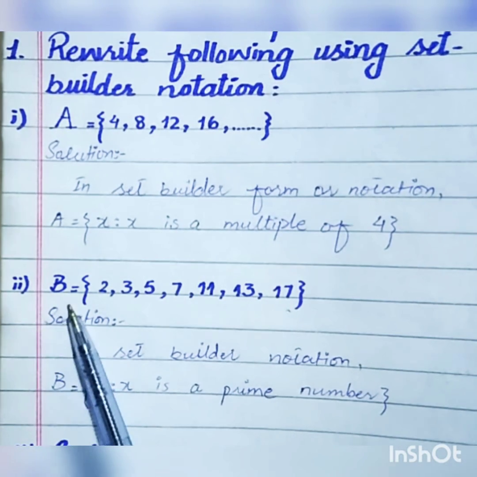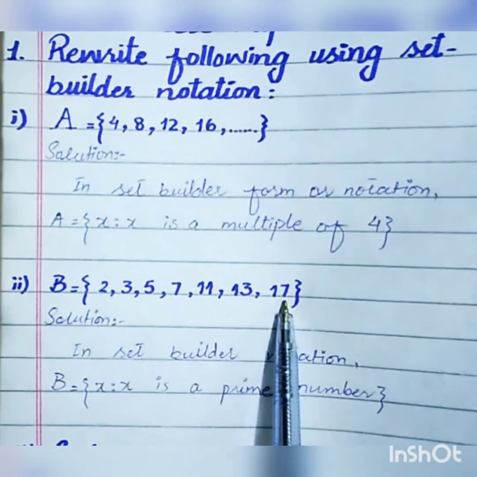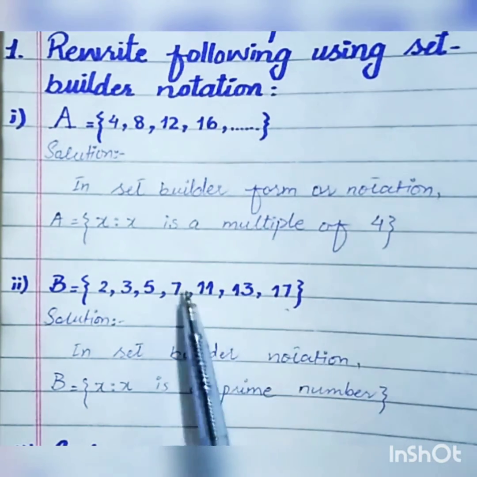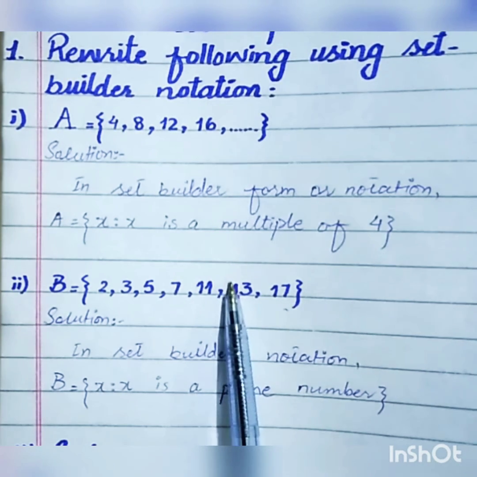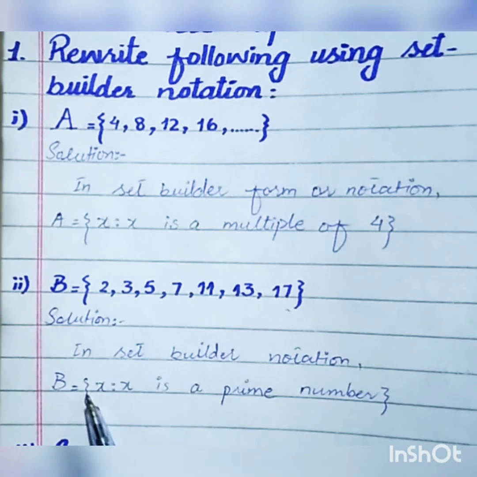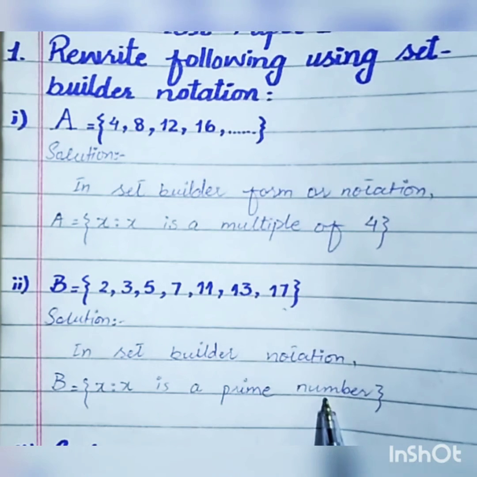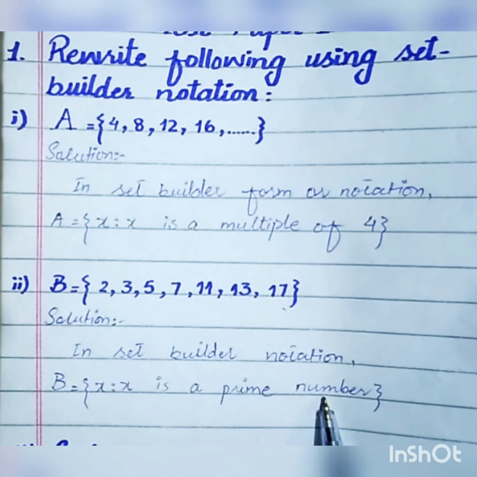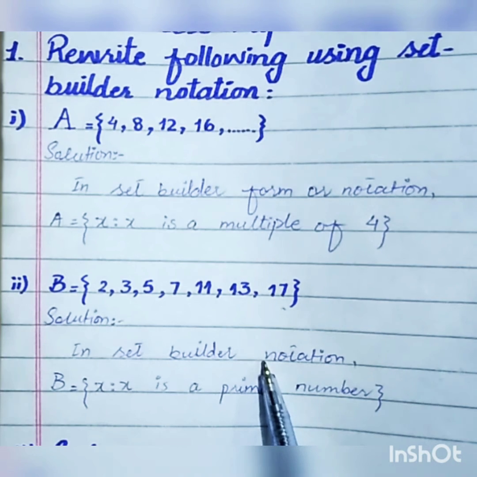Part number 2 is B is equal to the set 2, 3, 5, 7, 11, 13 and 17. As we know that these numbers are prime numbers, in order to write it in set builder notation, we will write it as B is equal to the set of x such that x is a prime number. And we know that prime numbers are the numbers that have only two factors, 1 and themselves.